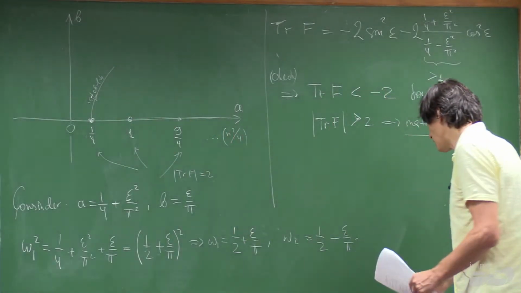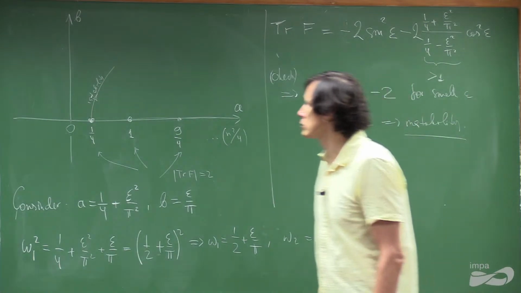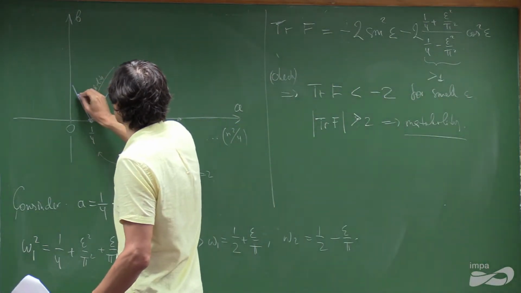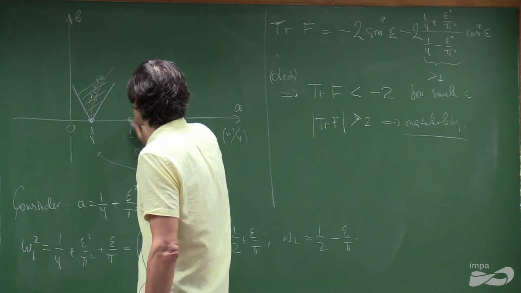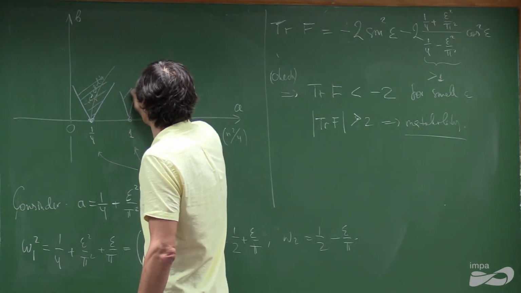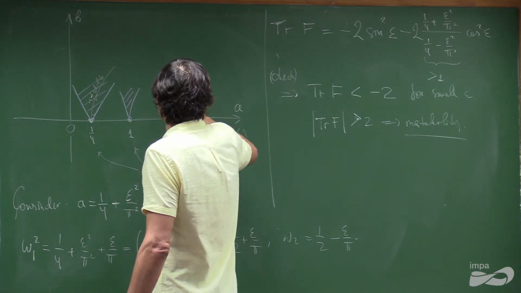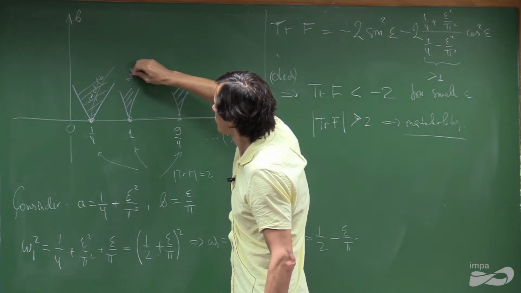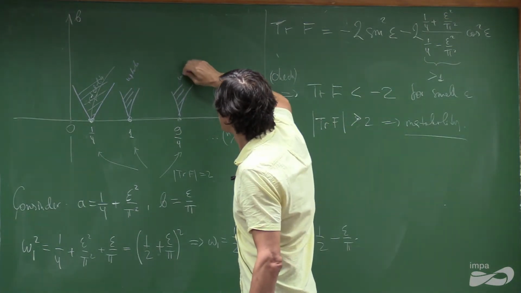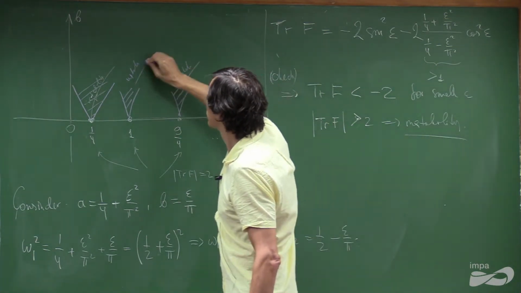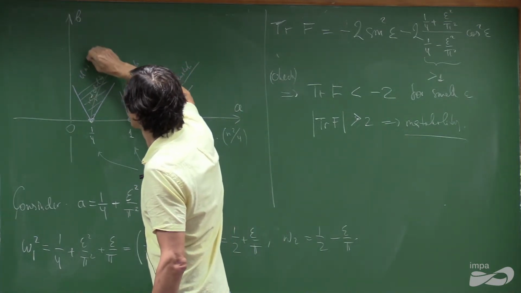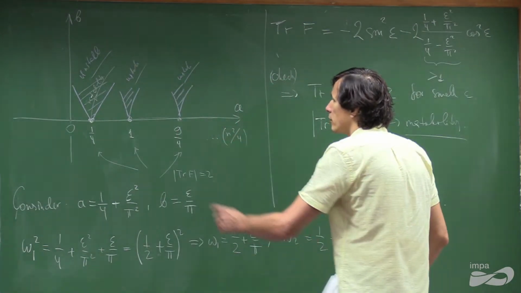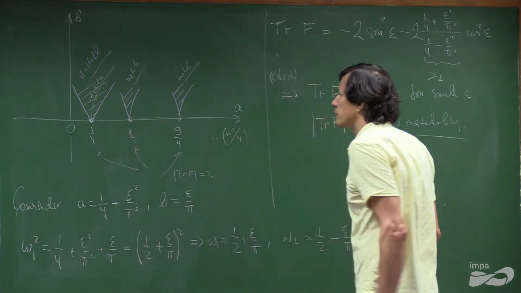So that's a small exercise, but this can be done in general. Essentially there is a whole region here which is unstable, there is a whole region here which is unstable, and there is a whole region here which is unstable, and so on. So to every point you have attached an instability region.